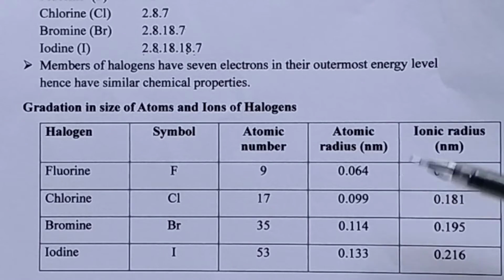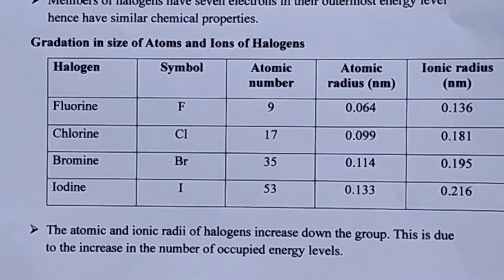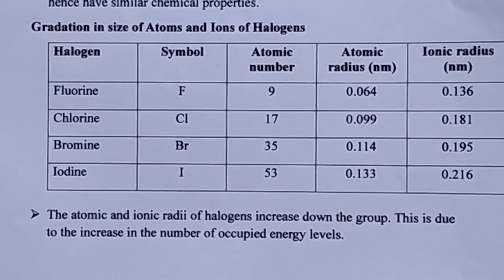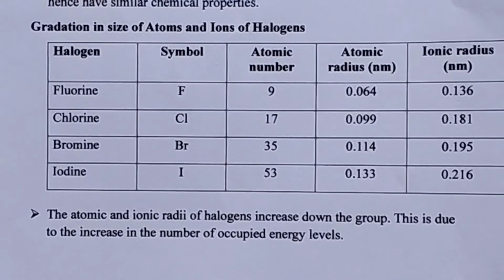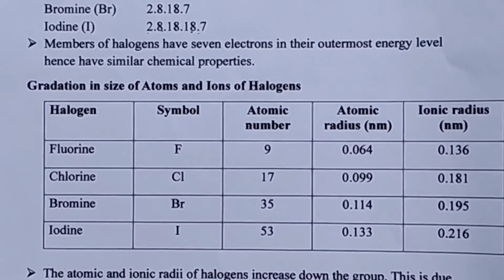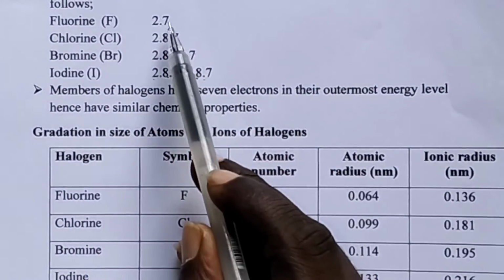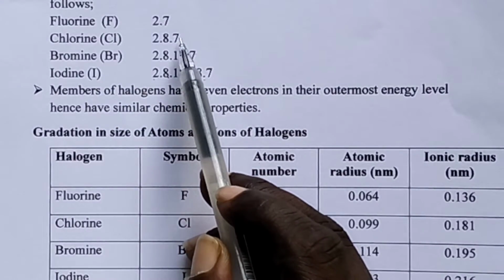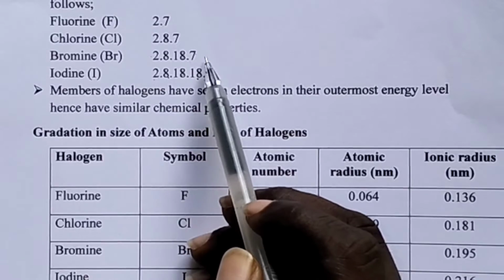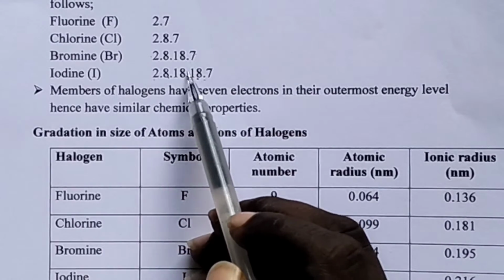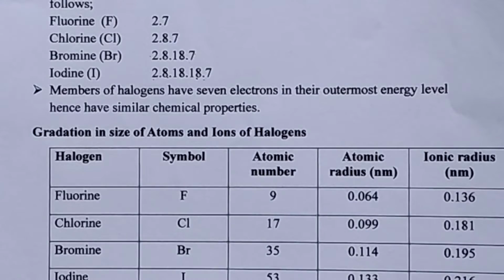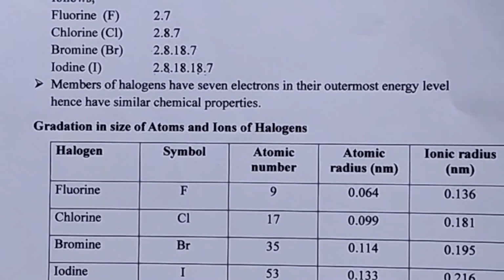So let's see the first. The atomic radii and ionic radii of halogens increase down the group. Why are they increasing down the group? This is due to the increase in the number of occupied energy levels. That's correct, because fluorine has 2 occupied energy levels, chlorine has 3, bromine has 4, and iodine has 5. So an increase in the number of occupied energy levels leads to an increase in the atomic and ionic radii of halogens. That's the first.